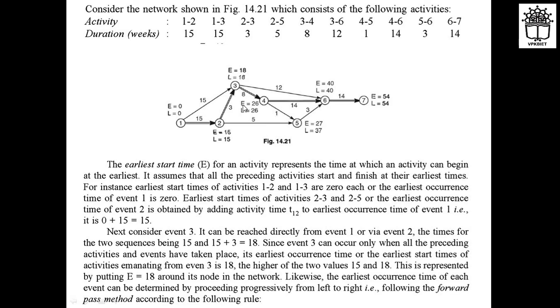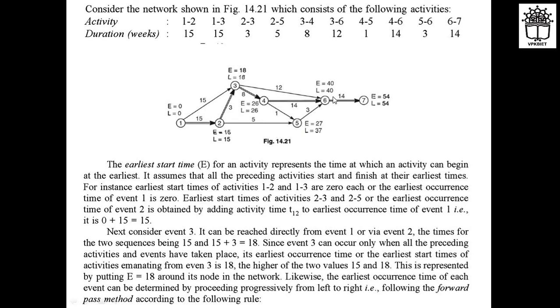So for 4 to 5 you can see the E is 26 at 4. So 26 plus 1, that is 27, right? And here you can see 15, 15 plus 5, that is 20. So out of that you have to take the maximum value, that is 27. So that's why here for 5, E is getting as 27. For activity 5, capital E is getting as 27. We are discussing only E, we are not discussing L, right?